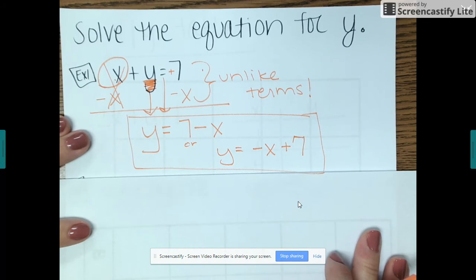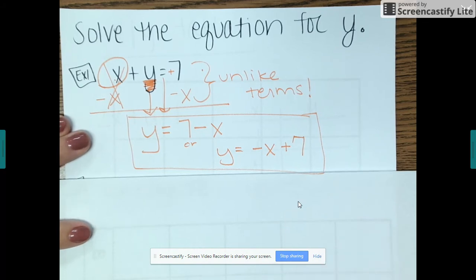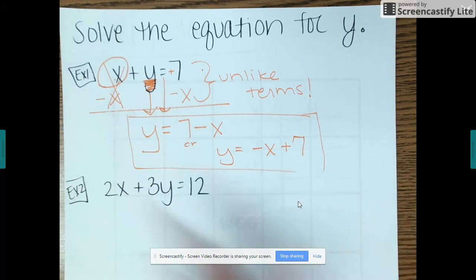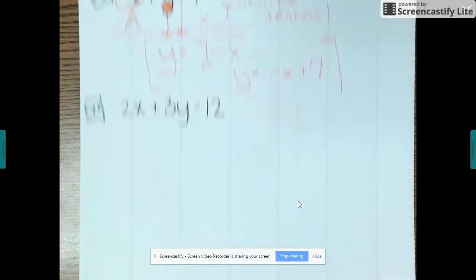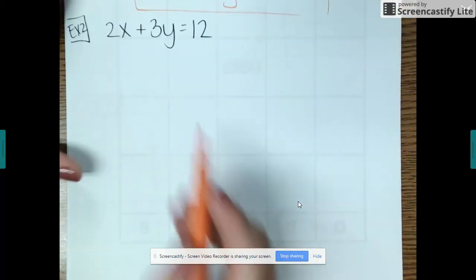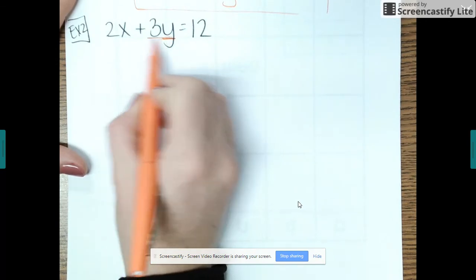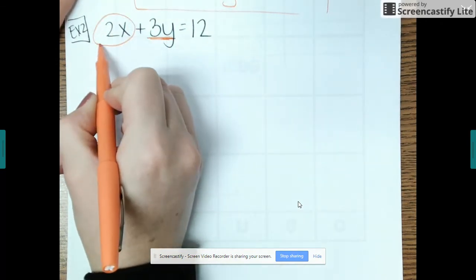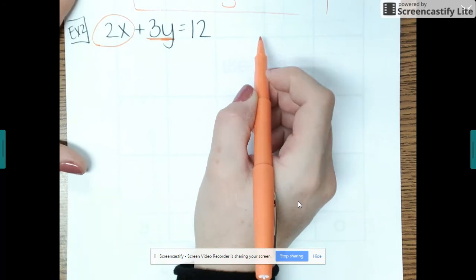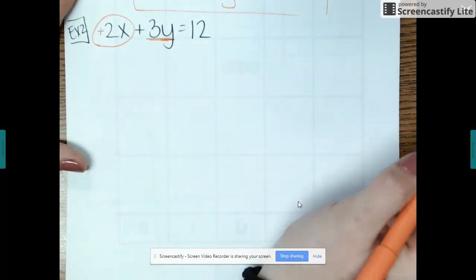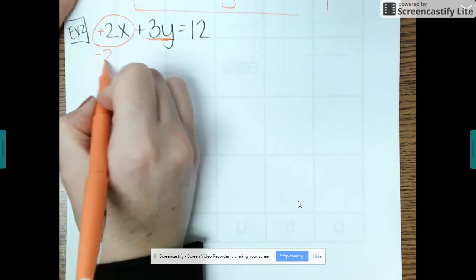All right. Now they're, of course, not going to be all that easy. So I have this last one, which is pretty difficult, but we can do it. So I want to get y by itself, okay? So how do I get this over here? The opposite of a positive 2x, subtract 2x, good.